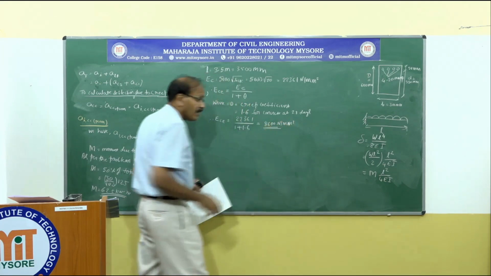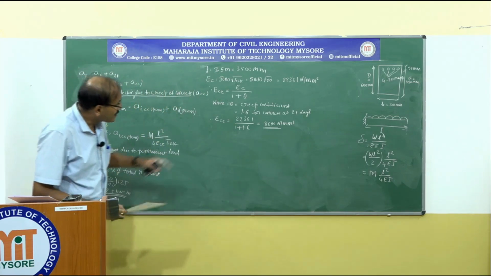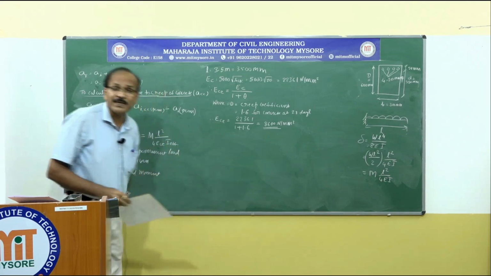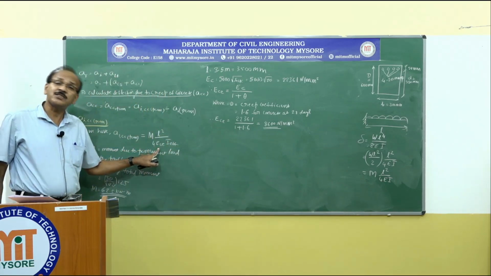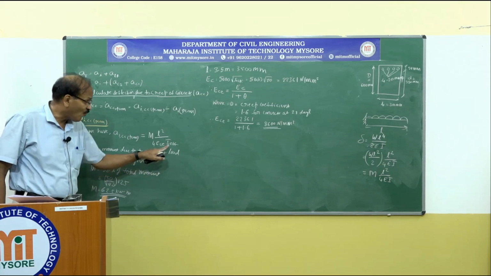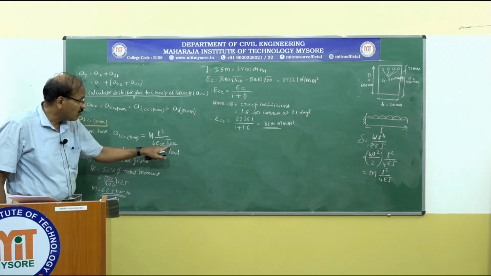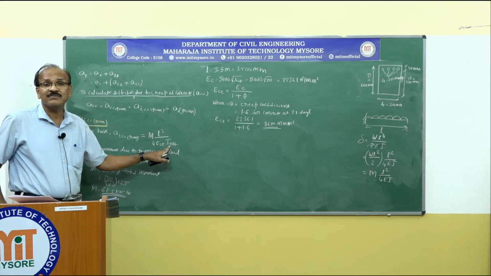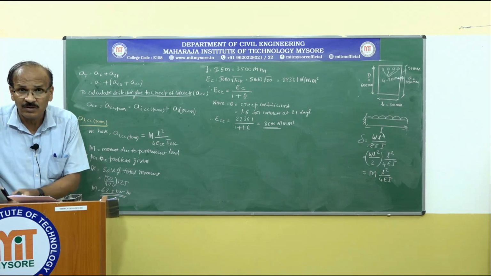8,600 Newton per millimeter square. Next, once this value is obtained, this is known now. What is the next step? We need to find out what is I effective. What is I effective? Again, I will go back to the code.